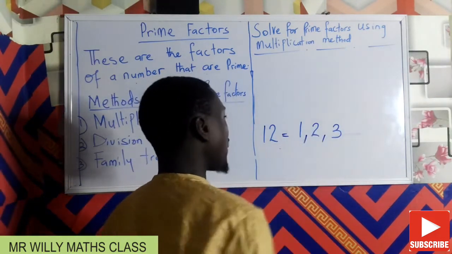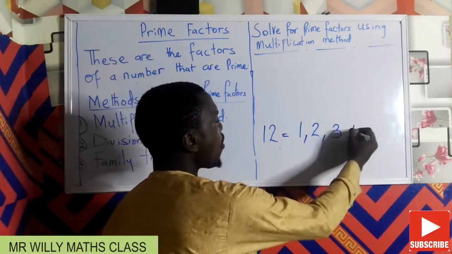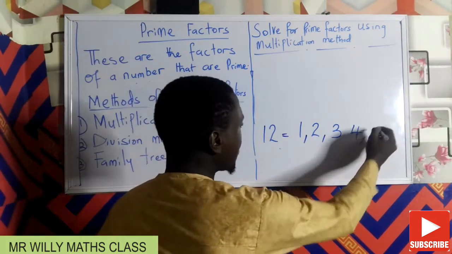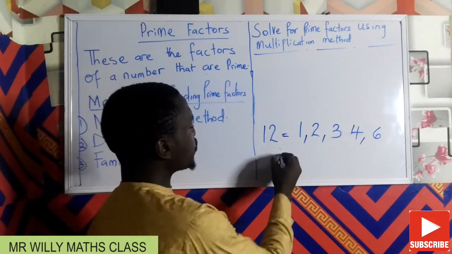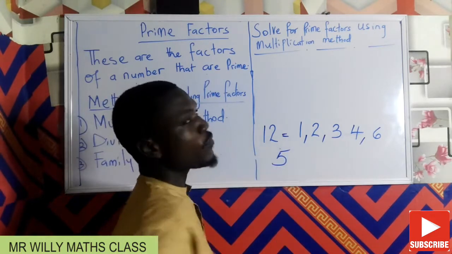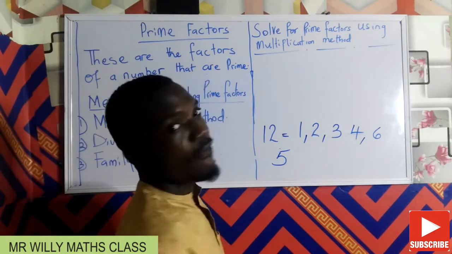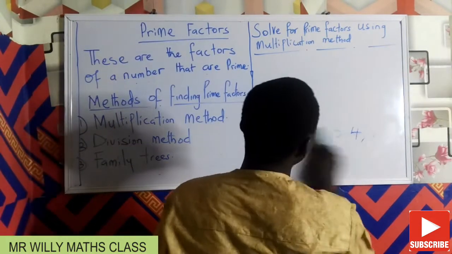3 is a factor of 12 because 3 will divide 12 without any remainder. 4 is a factor of 12 because 4 will divide 12 without any remainder. 6 is a factor of 12 because 6 will divide 12 without any remainder. But if you try 5, 5 is not a factor of 12 because 5 will divide 12 in 2 times and you have remainder 2. So factors are numbers that will divide another number without any remainder.